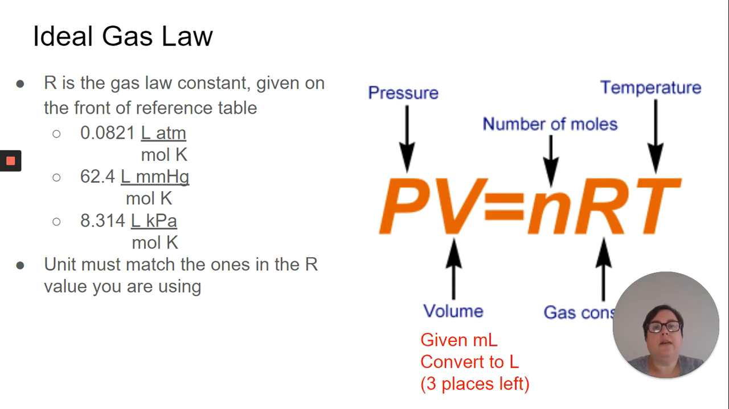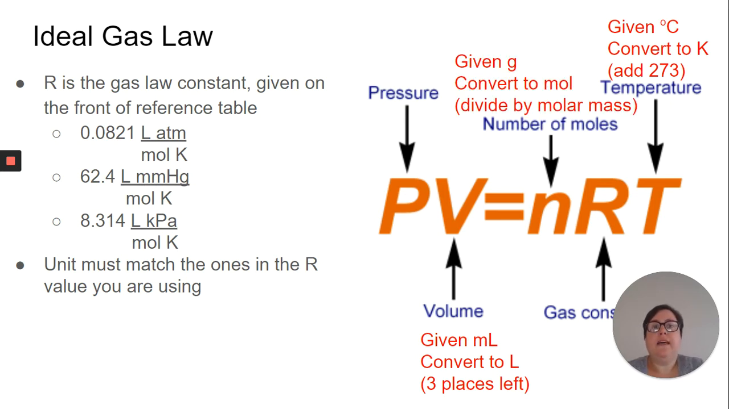So volume has to be in liters. That's what the gas law constant R tells us. All three of them have liters. So if you're given milliliters, then you would need to convert it to liters. So you move 3 places to the left, which is based on King Henry, Dad Unusually Drinking Chocolate Milk. If you have Celsius, then of course you're going to convert it to Kelvin, because you should always be converting to Kelvin for all of our math problems. And to do that, all you have to do is add 273.